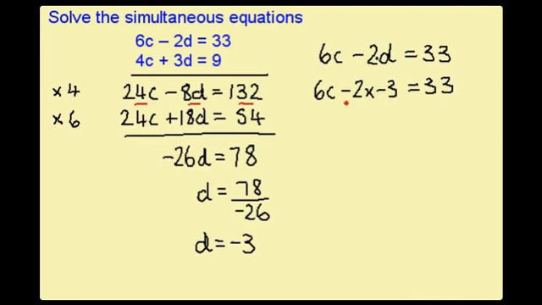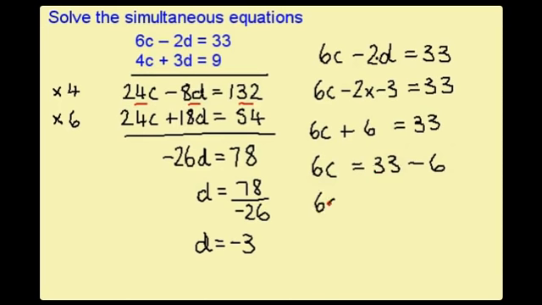You can use a calculator if you want to. 6c minus 2 times minus 3 gives me plus 6 equals 33. Now float and ping the plus 6. We have 6c equals 33 minus 6. Work this part out. 6c equals 27. Now to work out c, the 6 goes down the escalator.